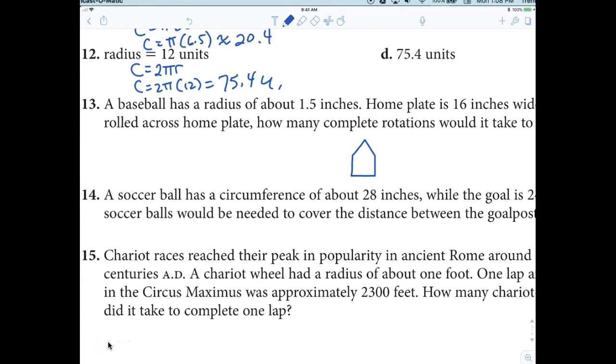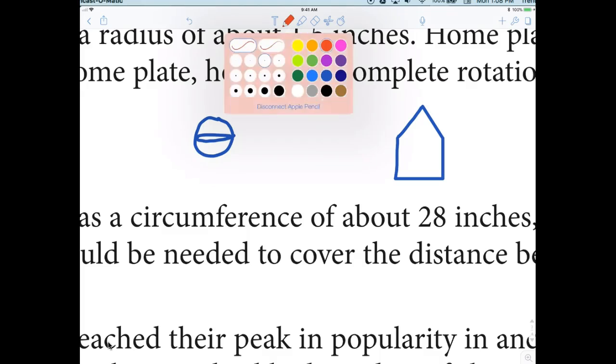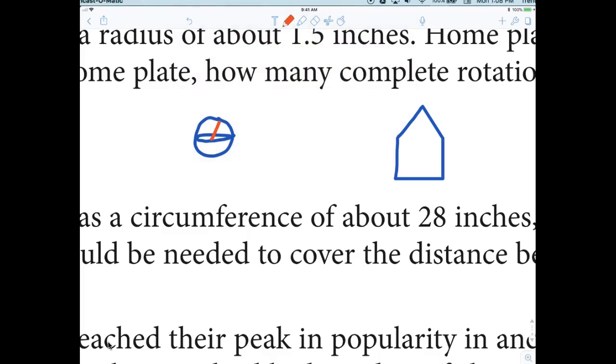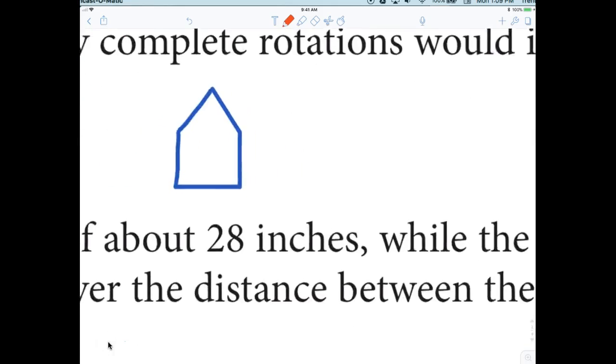So then we have a baseball. All right, so I'm going to draw this baseball. And of course, you're going to easily be able to see my three-dimensional effect there. Obviously, right? So there's your baseball, and your baseball has a radius of 1.5 inches. Now, if you'll notice, it says that home plate is 16 inches wide.